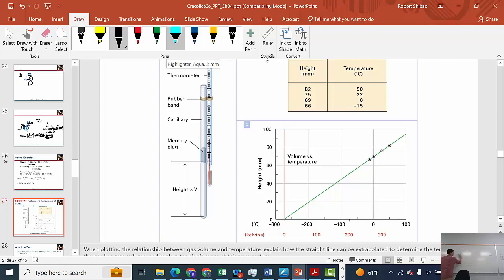So this is a Scantron that you need to get here for next week's test.